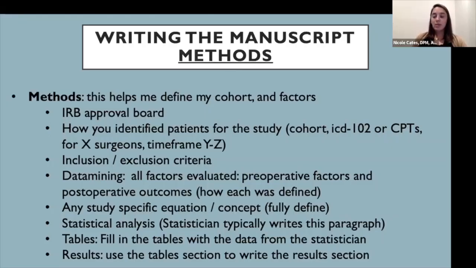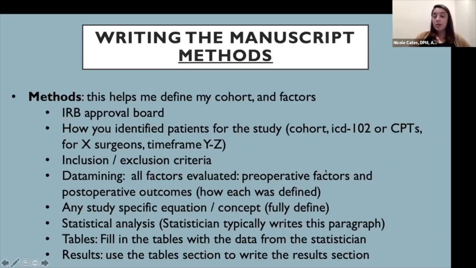And you want to identify the patients in your study. So how did you find the patients? Was it through CPT codes? Was it through ICD-10 codes? Was it through XYZ surgeons or just one? And what was the time frame? Was it from 2000 to 2020, or is it from 2012 to 2014? So you want to define how you found your patients, so you're letting them know, if you need to reproduce this, this is how you can do it.